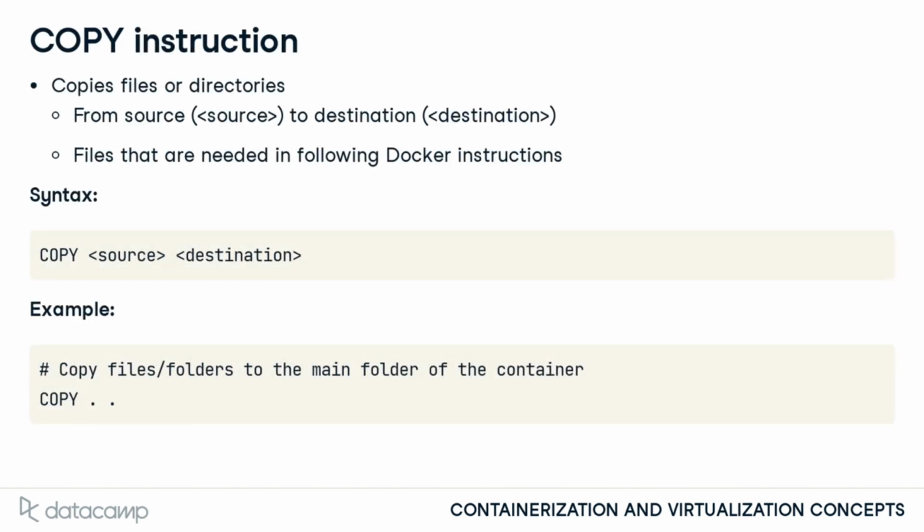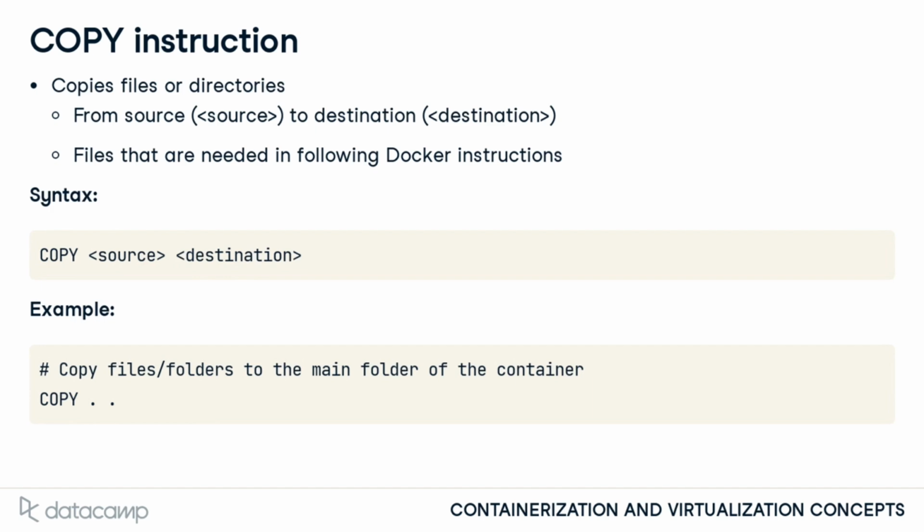The copy instruction copies files or folders from a source, first argument, to a destination, second argument, within the container. This is useful for files that are needed for subsequent Docker instructions. A dot represents the current execution folder. The example shown would copy the contents of the folder where the Docker file is being executed to the container's main folder.